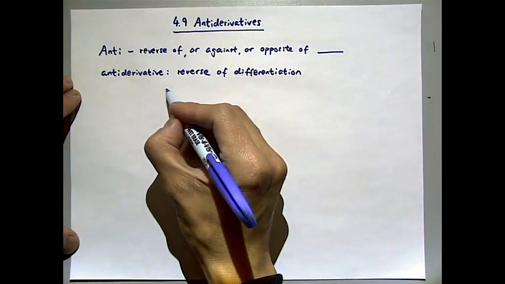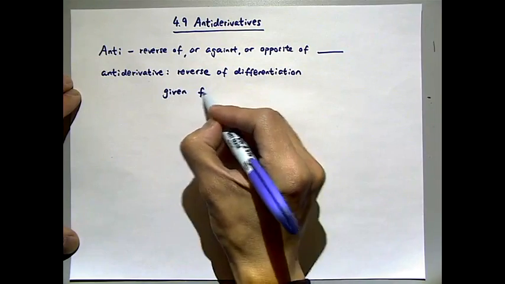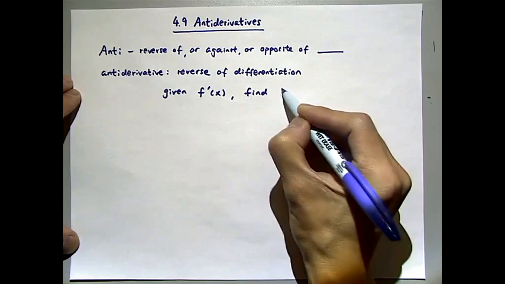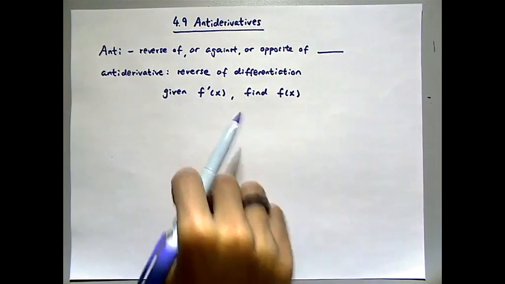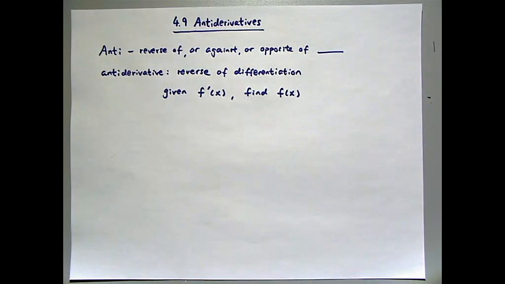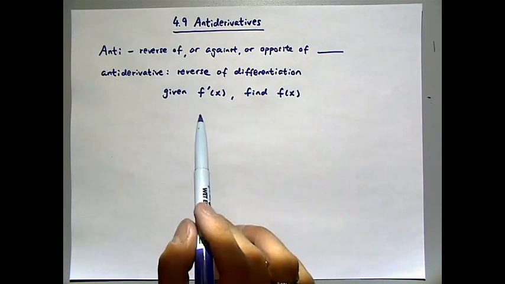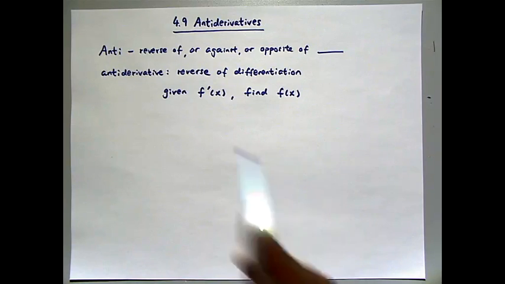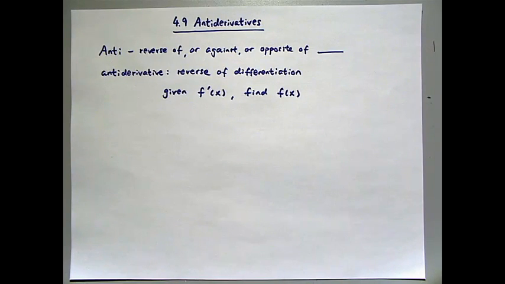In other words, if we have the derivative of a function, we want to find out what function gave us that derivative in the first place. So for example, if you have the derivative of something equal to cosine, you know it came from a sine, right? Because the derivative of a sine is cosine. We'll start with the simplest reverse of differentiation.